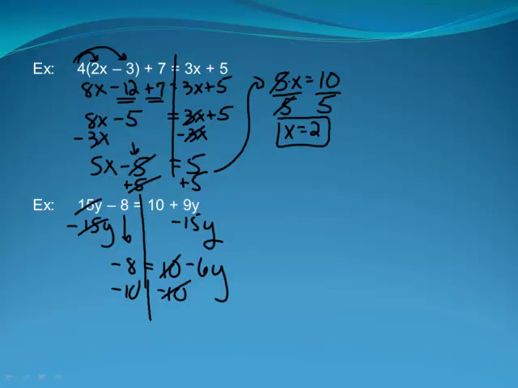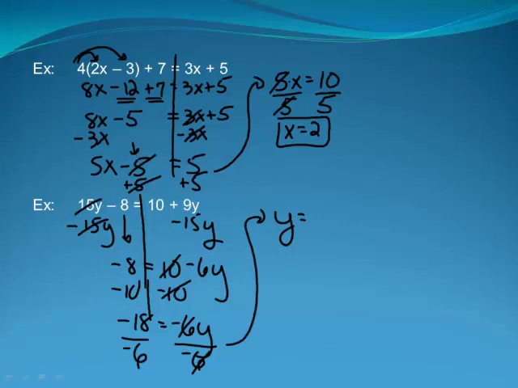Negative 8 and negative 10 is negative 18, and that's equal to negative 6y on my right-hand side. 0 minus 6y is negative 6y. Divide both sides by negative 6, because the opposite of multiplication is division. And I'm left here with a final solution of y equals negative 18 divided by negative 6. Negative divided by a negative is positive. 18 divided by 6 is a final answer of positive 3.